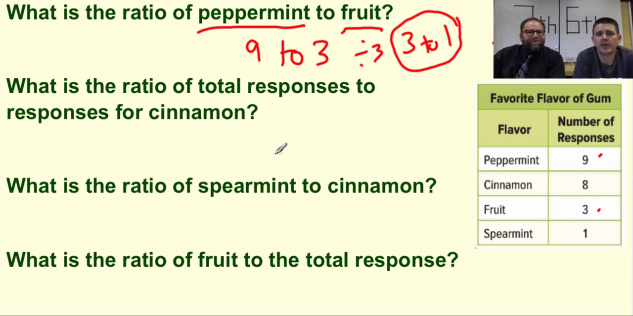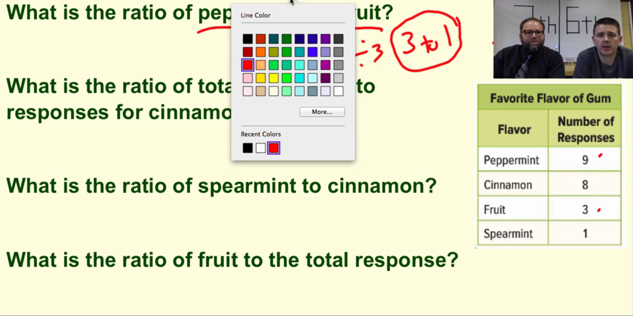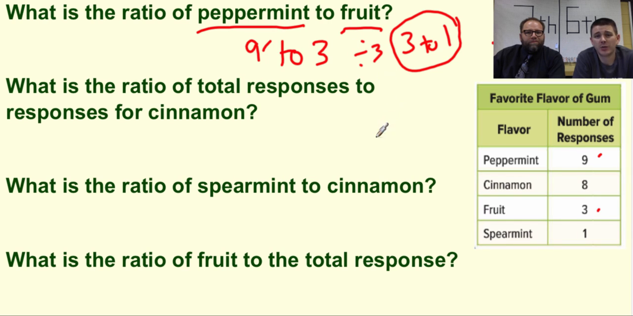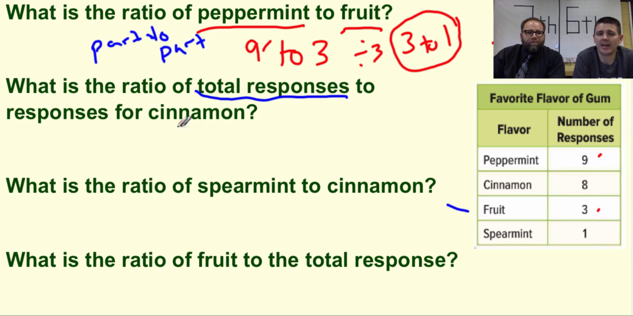All right, so now think about that one. Was that a part to part, part to whole, or whole to part? In this case, we took a small little section, peppermint, and compared it to another small little section, fruit. So we would call this one a part to part ratio. So how about our next one? What is the ratio of total responses to the responses for cinnamon? When we see total responses, that's a good indication we need to add them all up.